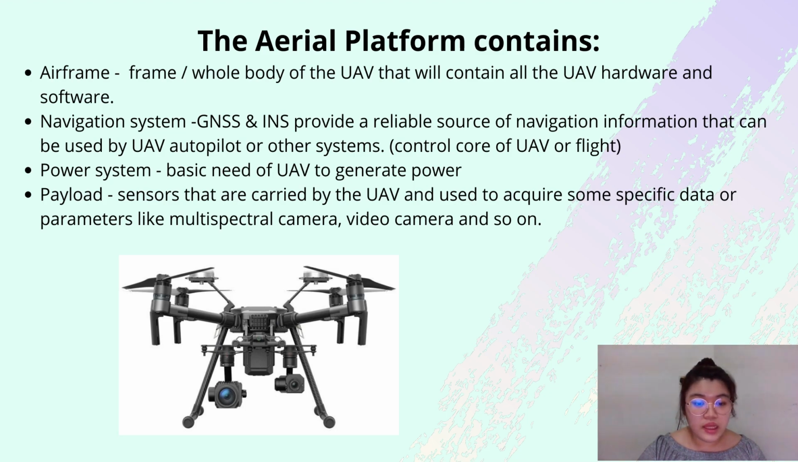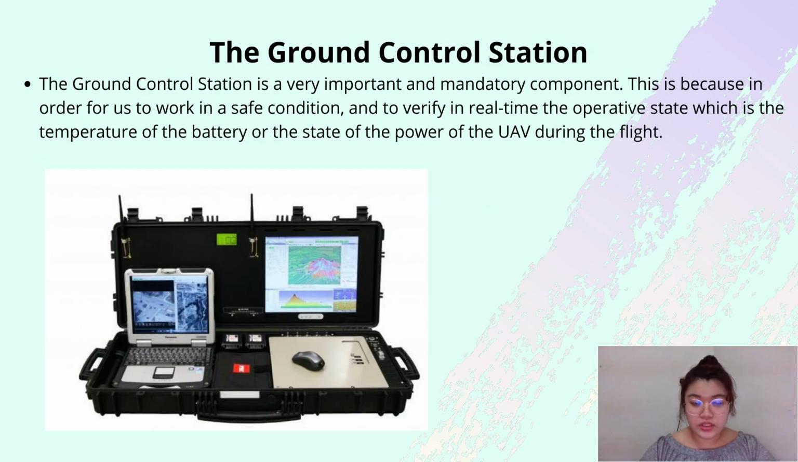Power system is like a battery. It's a basic need of the UAV to generate power. Payload is a sensor carried by the UAV to acquire some specific data or parameters, like a multispectral camera or video camera. Ground control stations.